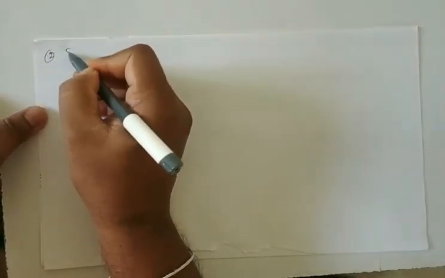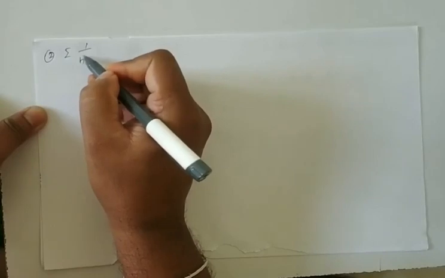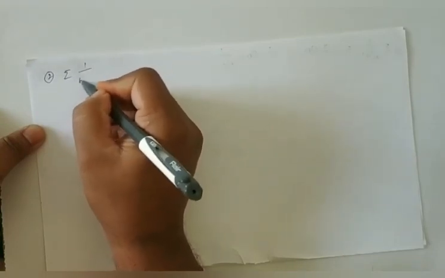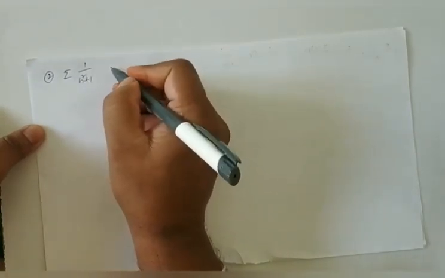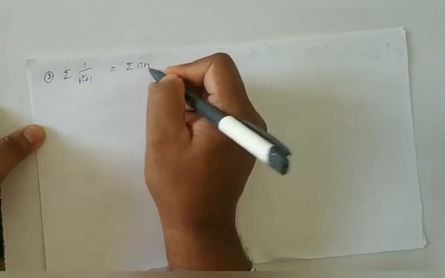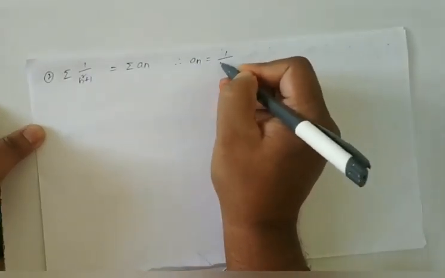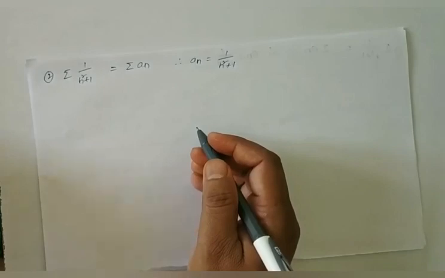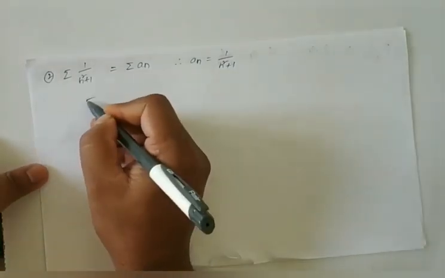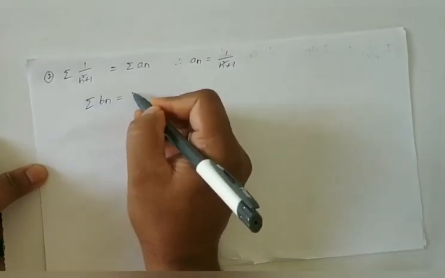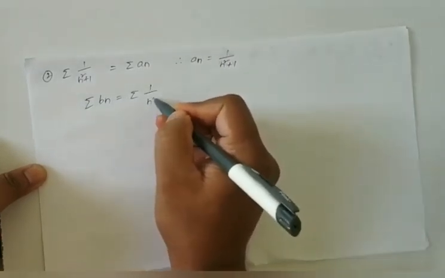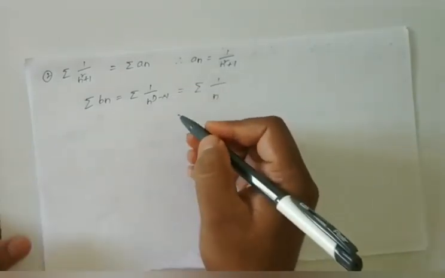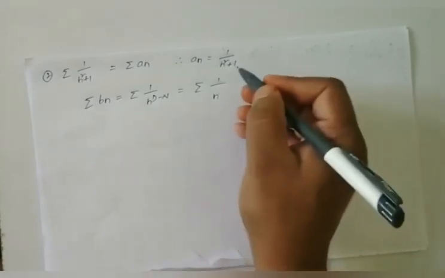Second one, summation 1 by n square plus 1. First, let us consider the given series as summation an. Therefore, an is equal to 1 by n square plus 1. Now we want to choose another series, summation bn. Tell me how to choose it. Summation bn is summation 1 by n power D minus N, where capital D is the highest power of the denominator in the series an.